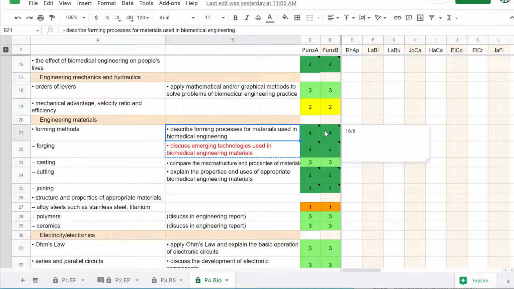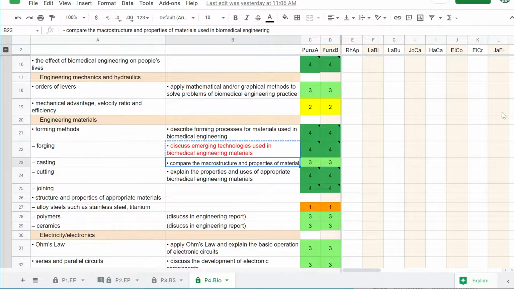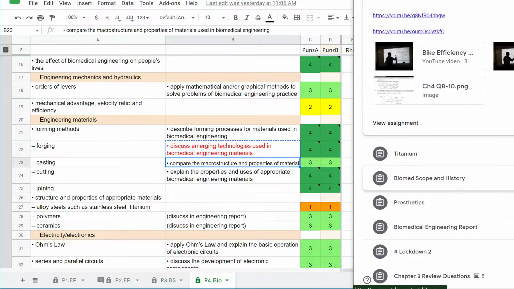Then after that, we've already talked about forming methods. Specifically, describe the forming processes used in biomedical engineering. That's part of your report, so I'm not concerned about that. Compare the macrostructure and microstructure properties of materials. Now, that's something I probably need to talk about. So we need to draw some cast objects. I'm going to go through that. I haven't set the casting video for homework yet, and that was one of my plans. So I'll set the casting video for work.